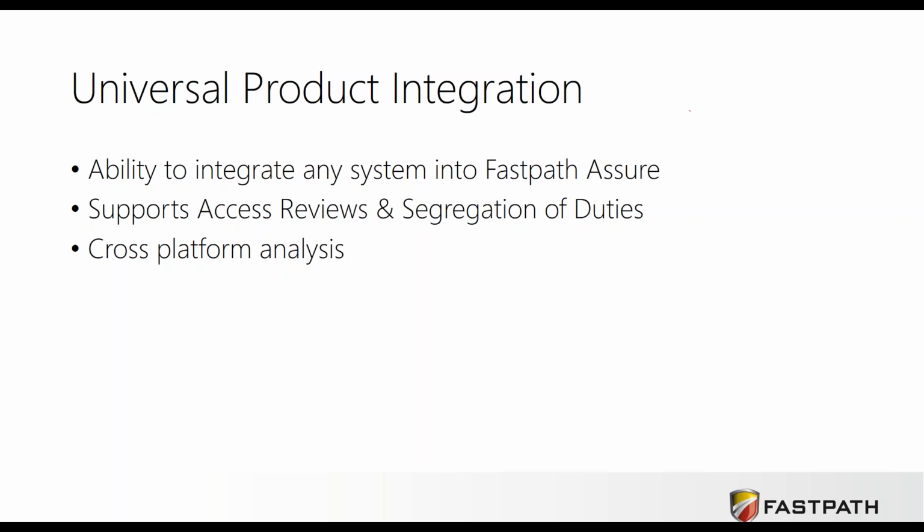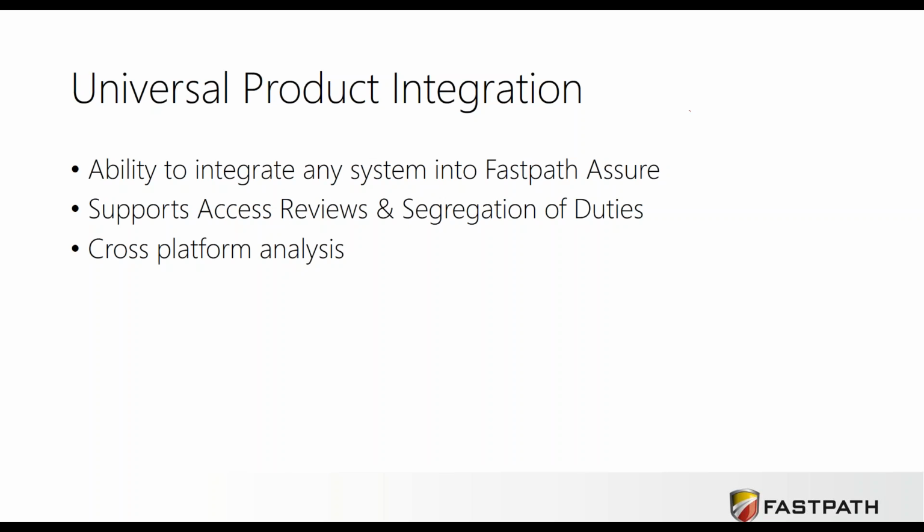You need to populate that template database with the users as well as security information from the system that you're going to be reviewing. And then we can pull that data into Fastpath Assure either via direct SQL connection or via the hybrid SQL connector, which is an Azure product.